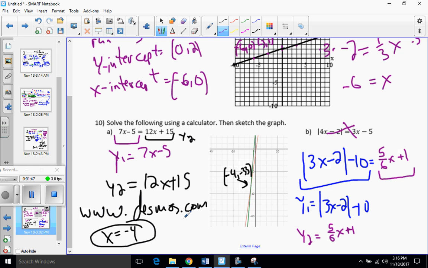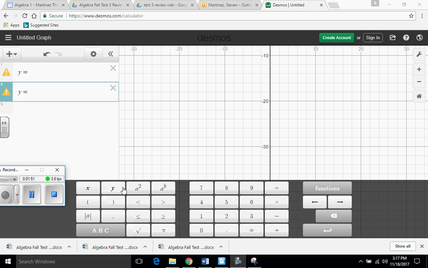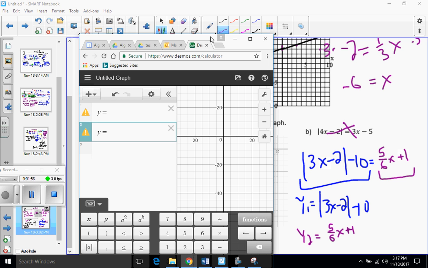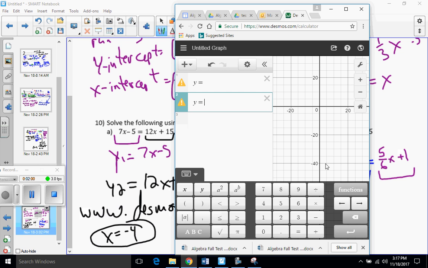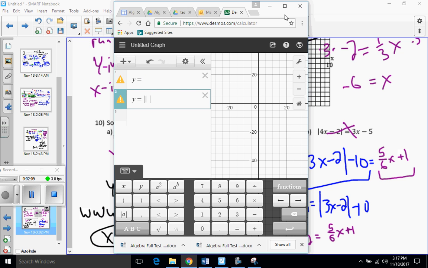So on Desmos, the way you put in an absolute value is by going to right here, right above the ABC. So it's the absolute value, and it was 3x minus 2. And we're going to go ahead and hit the absolute value sign again to close it out. And then we want a minus 10.